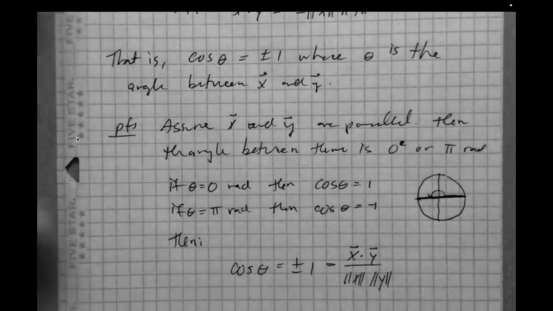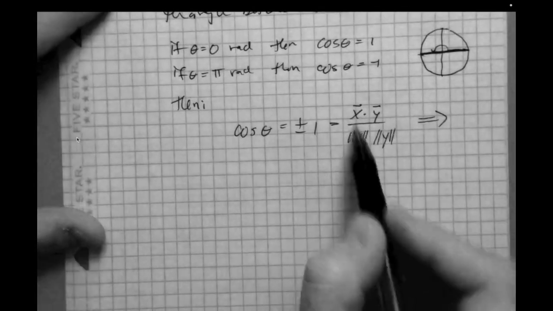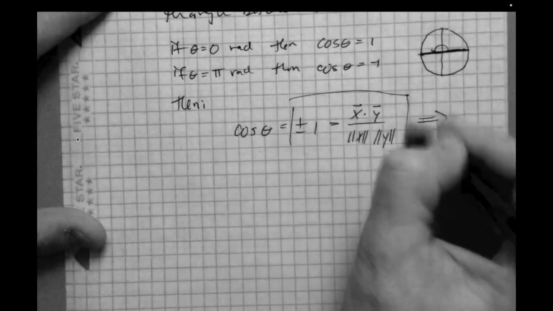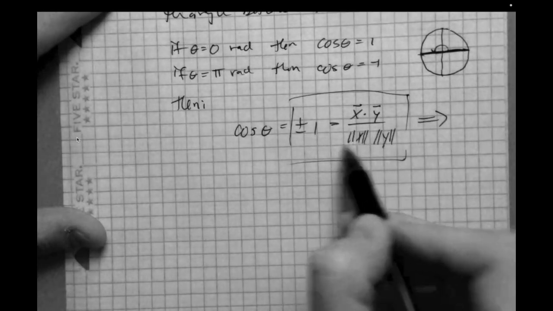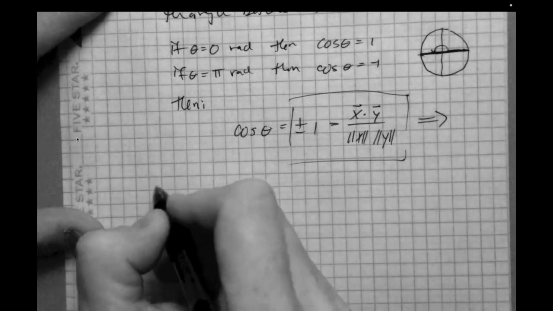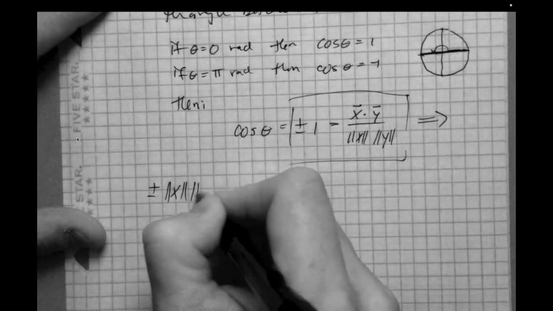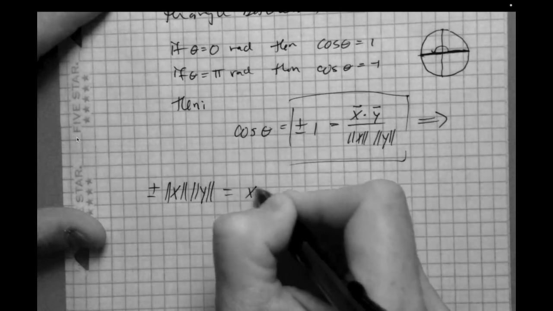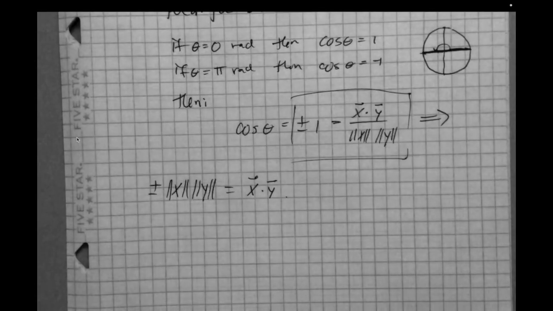That comes from the previous theorem. Right? So what does that imply? Well, you can just do a little bit of algebra here. Just multiply both sides of this equation by the product of the norms, and you get plus or minus the norm of x times the norm of y is equal to x dot y.